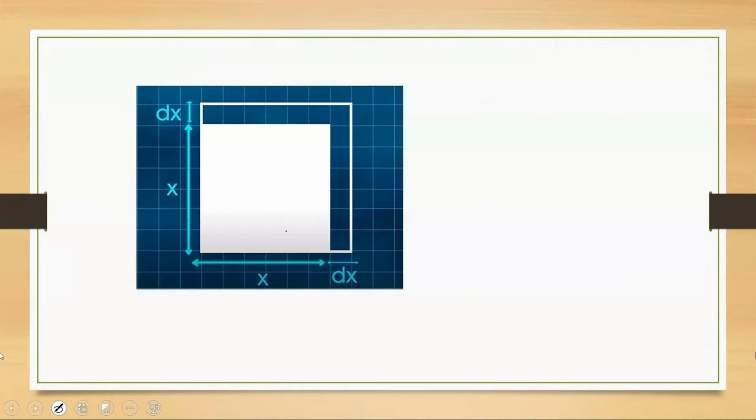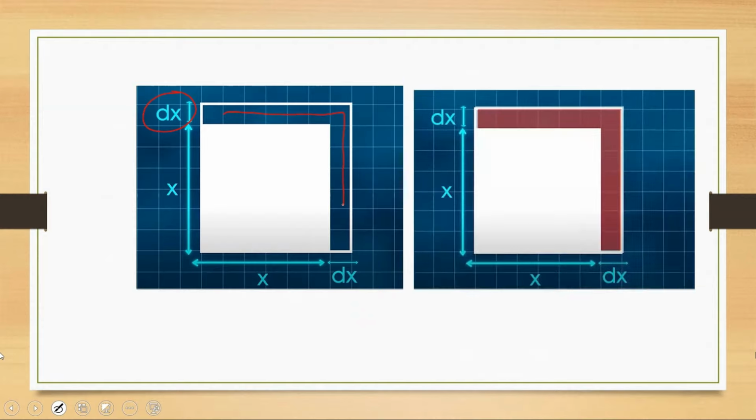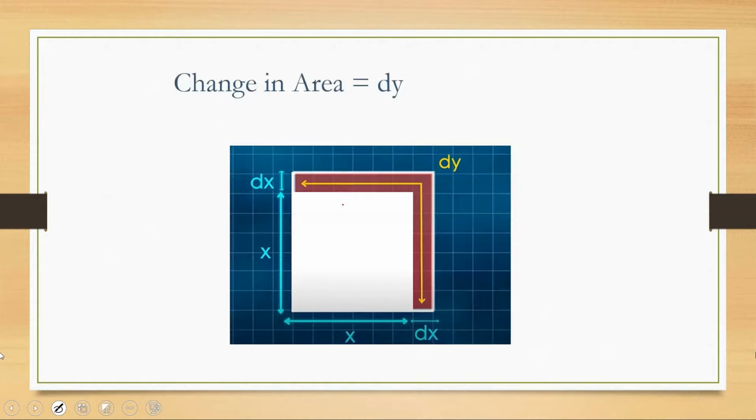So what if I extend the length? If I extend the length, there is a change in length. The change in length is denoted as dx. Okay, if I extend the length, my area also will be increased. So I'm going to consider the change in area as dy. We are considering the change in length as dx and change in area as dy.